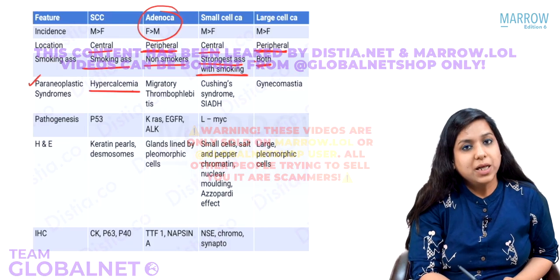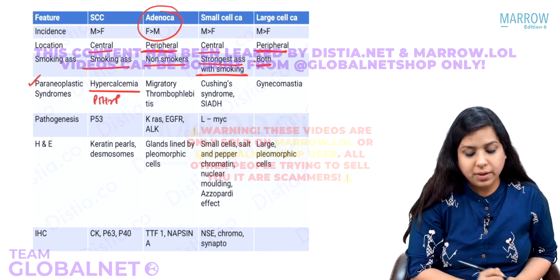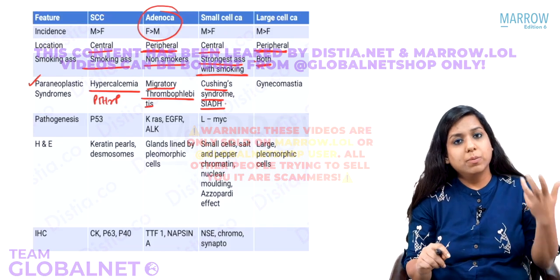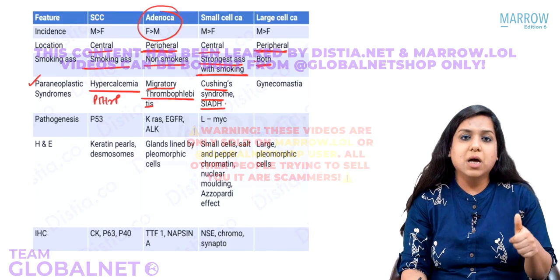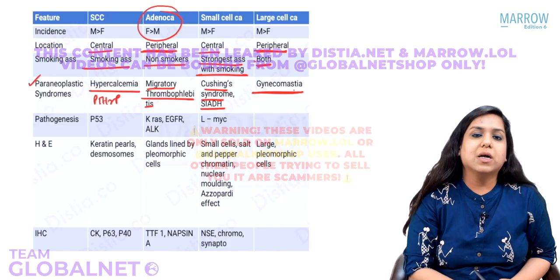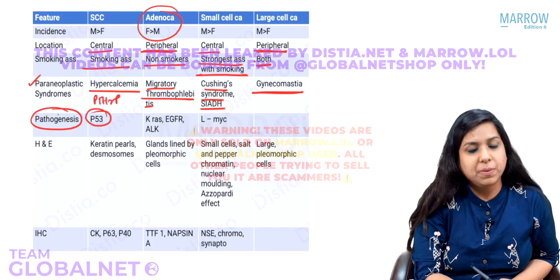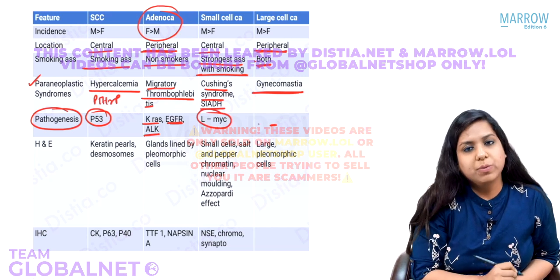Paraneoplastic syndrome associated with SCC is hypercalcemia. Why? Due to parathyroid hormone related peptide. Adenocarcinoma, migratory thrombophlebitis, I have told you. Small cell, Cushing's and SIADH, which is the most common paraneoplastic syndrome associated with small cell lung cancer, SIADH, right? Large cell cancer, the paraneoplastic syndrome is gynecomastia, right? Pathogenesis, important mutation for squamous cell is P53, adeno KRAS, EGFR, ALK, all of you know. Small cell L-MYC, large cell no particular mutation.